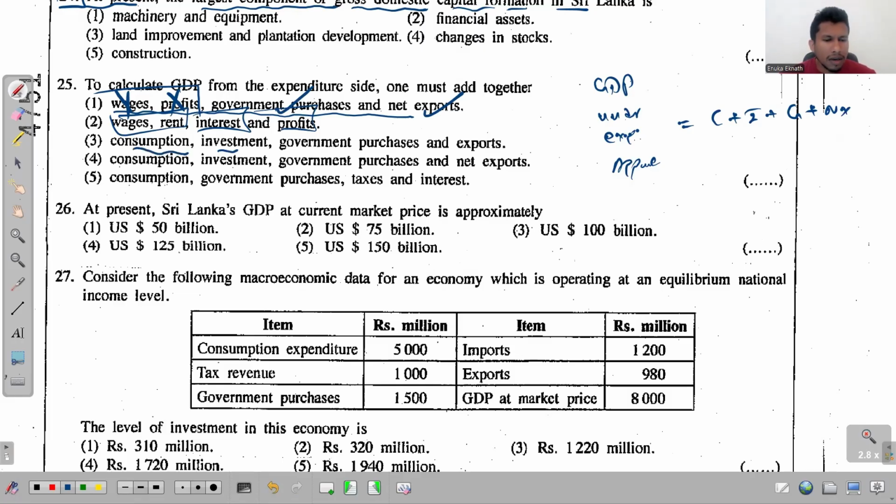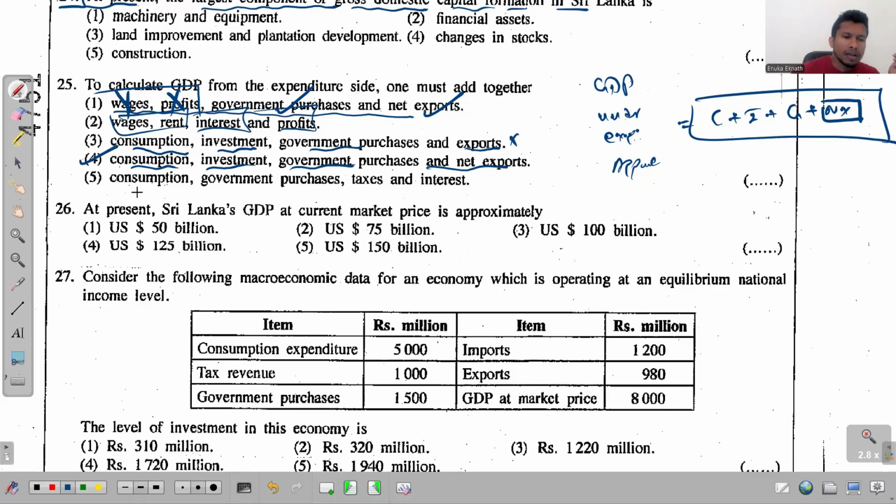So consumption, investment, government purchases, exports. Exports is fine, but actually the equation has net exports, because if you take only exports you would have to add exports separately and then subtract imports. So that's wrong, we can't take this. Consumption, investment, government purchases and net exports are identical. So this is the answer, right? The others are not this, since government purchases, taxes, interest, we don't take those two. The answer for question 25 is the fourth one.